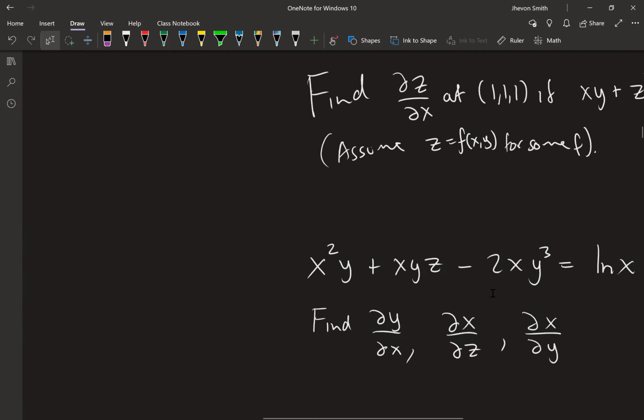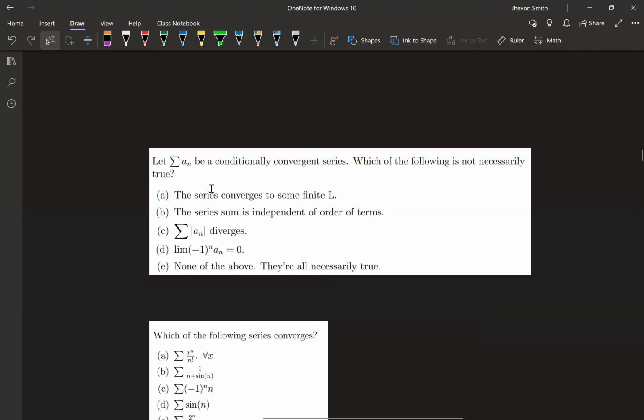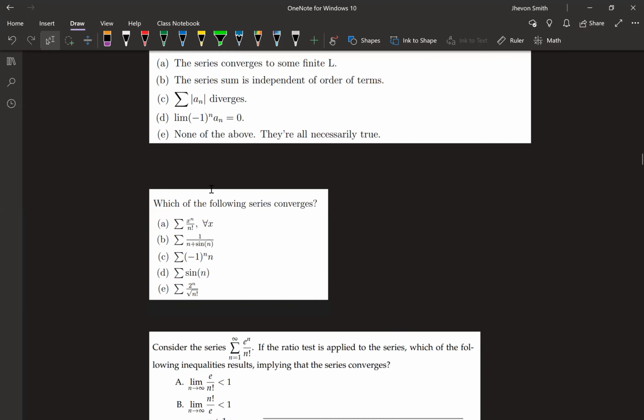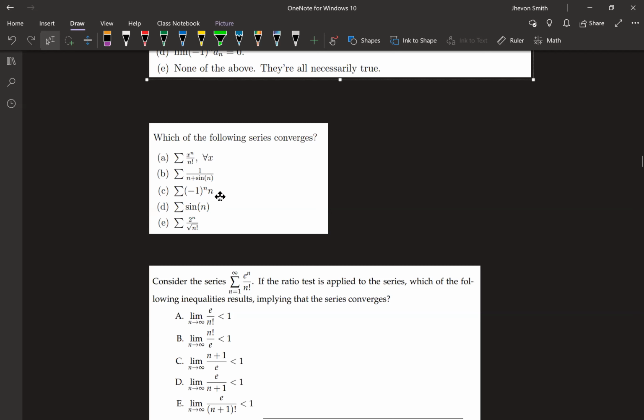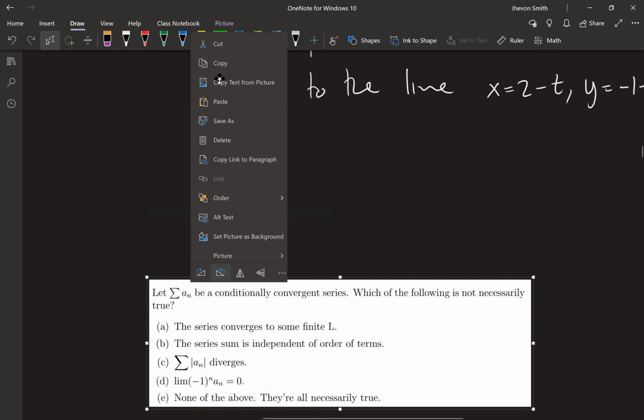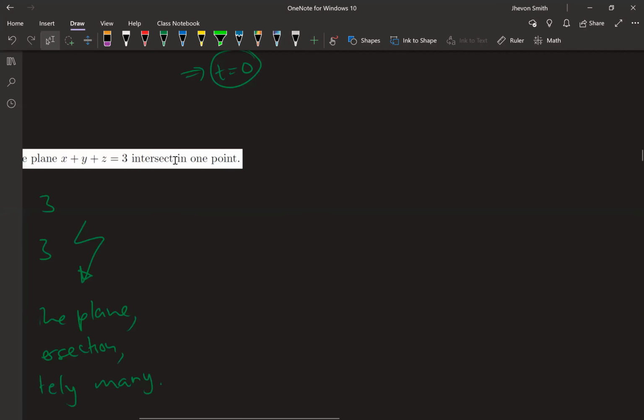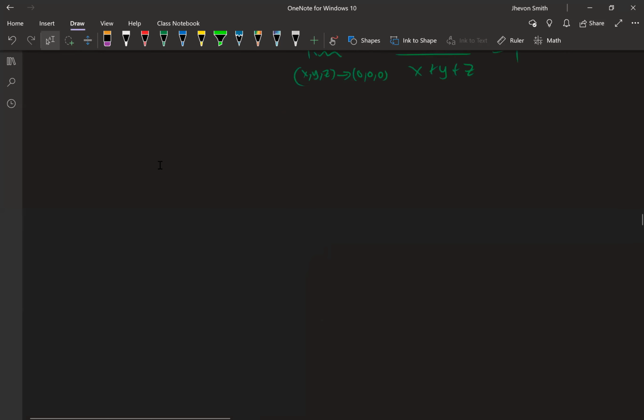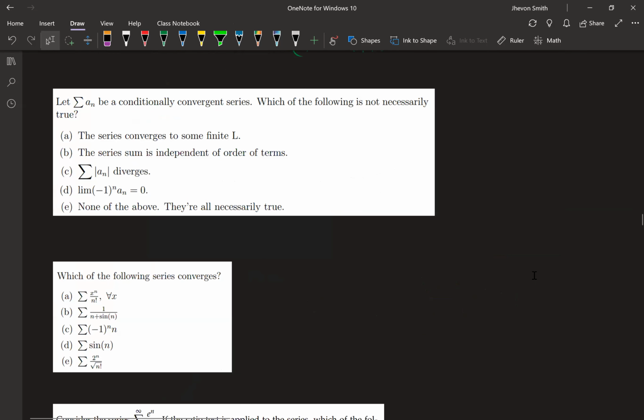Okay, so those are some long form answers. Maybe let's look at a couple series problems. Series, see who remembers series. Okay, do that series problem that's right there. Let a_n be a conditionally convergent series. Which of the following is not necessarily true?